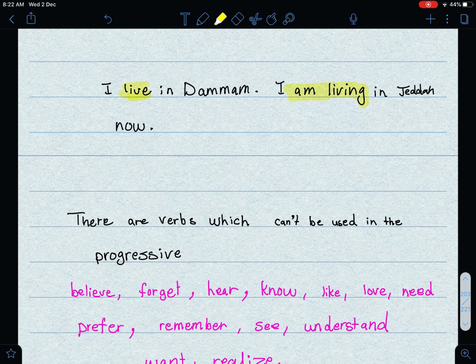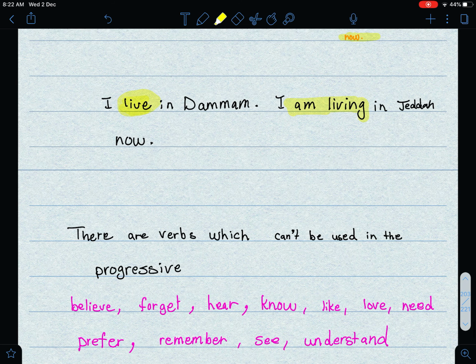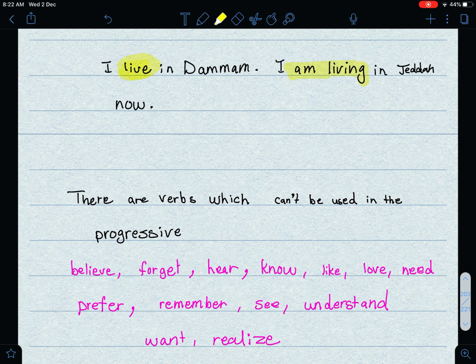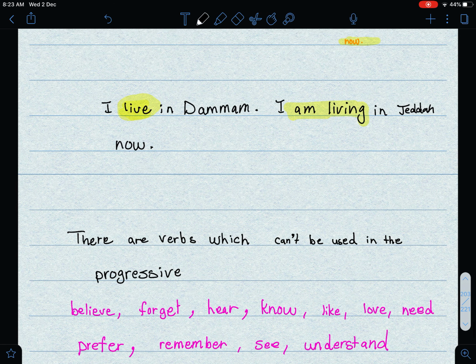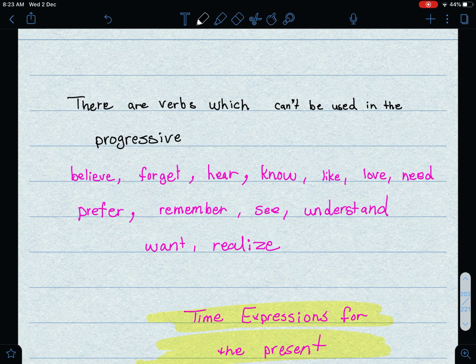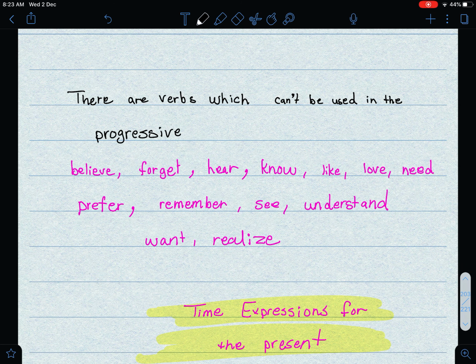I live in Dammam. I'm living in Jeddah now. So here live, طبعا live اللي هي في الوضع اللي هو دائم. يعني أنا دائما عائشة، يعني أعيش في الدمام، لكن أنا الآن أعيش في جدة. So you understand. So this is in which tense? Simple present, and this is in the present progressive. And you understand why I use the present progressive here and why I've used the simple present here.